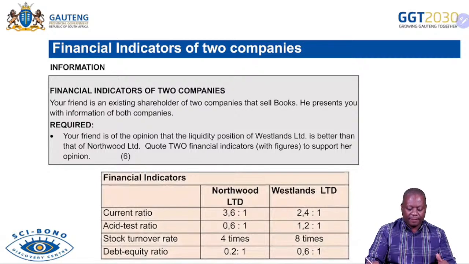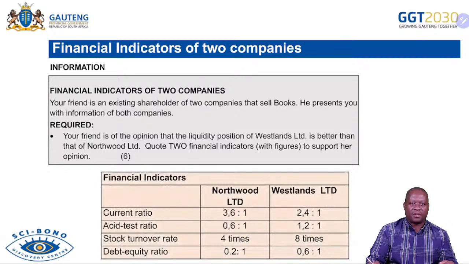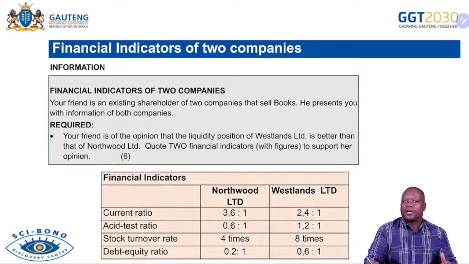Let's see. I can see what you said. Current ratio, correct. Yes. Acid test ratio, that's good. Stock turnover rate, you are still okay. But if you say debt equity ratio, then you are not right. So the first 3 are our liquidity indicators.